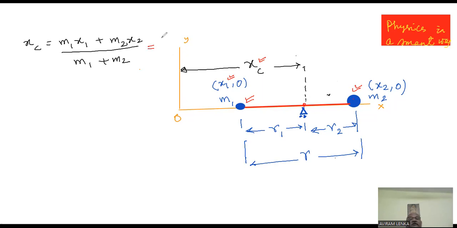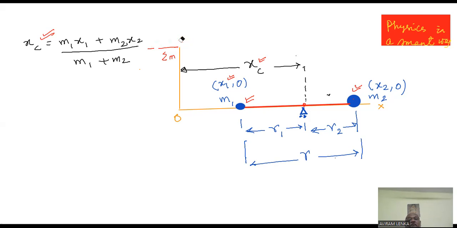We know that xc will be equal to sigma mx by sigma m. That means the sum of all masses multiplied by their x coordinates, or the so-called distances, divided by the sum of all masses. Literally, that means M1 x1 plus M2 x2 divided by M1 plus M2. There are two masses, and this formula will give us the answer. We have already discussed it. But today, I shall not give any stress to the formula. We try to find the center of mass for this two mass system in a slightly different way.